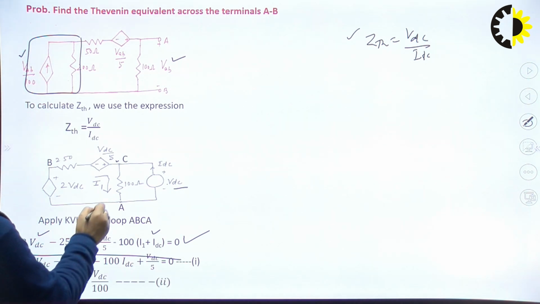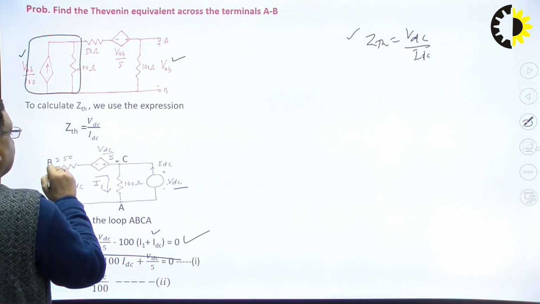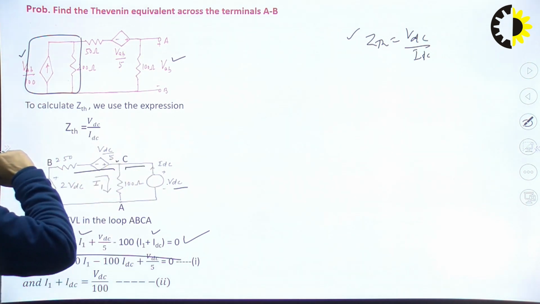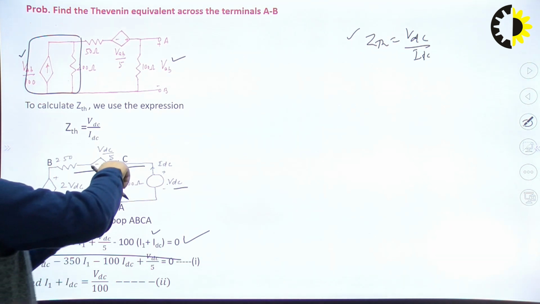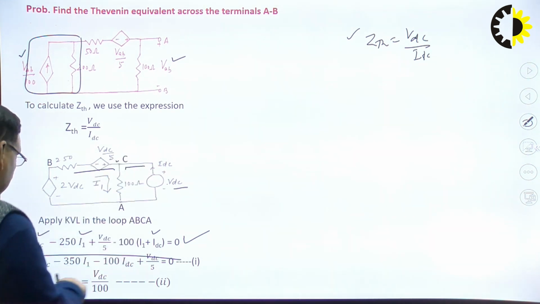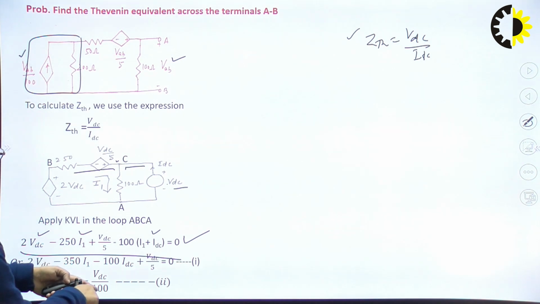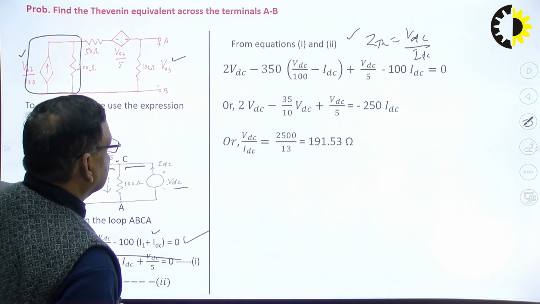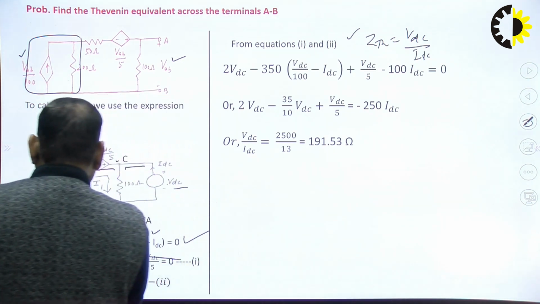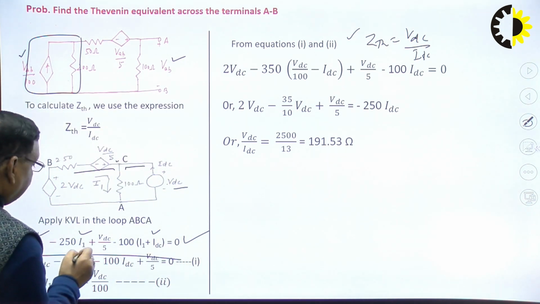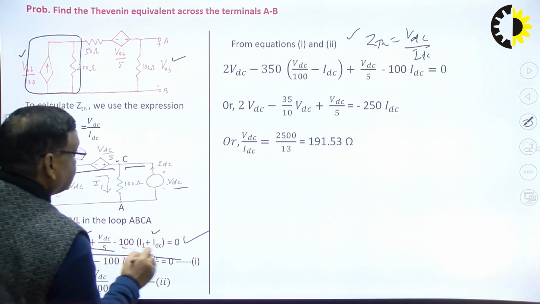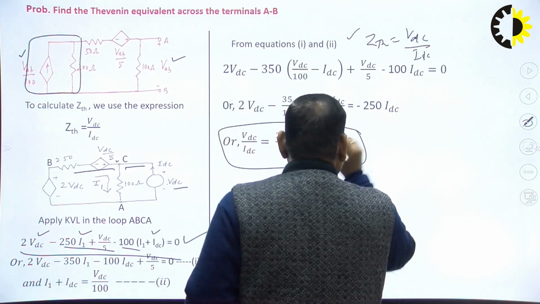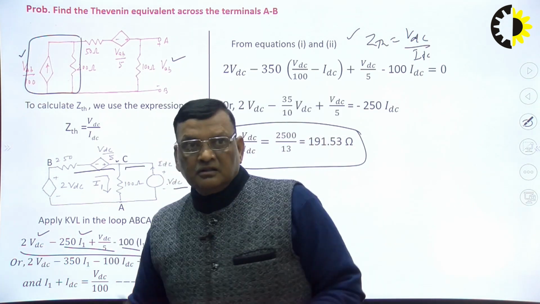So, I1 plus IDC, I1 is coming through this and IDC is coming, and both are going through the 100 ohm resistor, and the voltage across the 100 ohm resistor is VDC. So, I1 plus IDC is equal to VDC upon 100. So, we can get the expression for I1, and this I1 we can put here in the above equation. So, on simplification we can get this. So, this is the way to get the Thevenin equivalent.